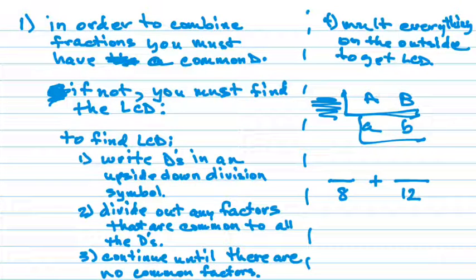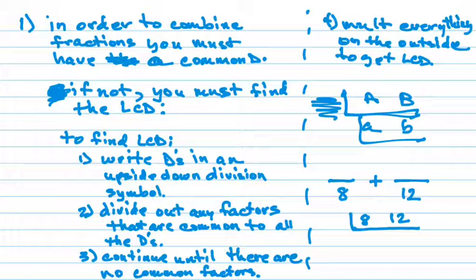It's a terrible method. Don't do it because it gives you a number that's way too big. So what we're going to do is we're going to find it. So are 8 and 12 the same denominator? No. So we're going to build a common denominator. So just put your 8 and 12 in your box, right?